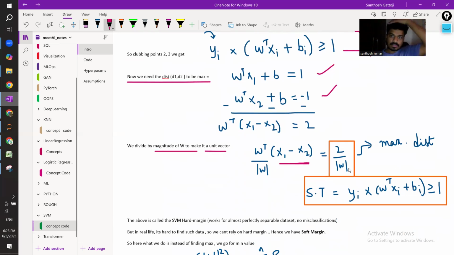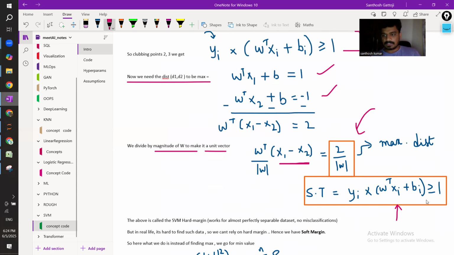So now we understood the distance formula is 2 by mod w. We want that plane which is giving the maximum value of 2 by the coefficient magnitude, but with a condition. This is called a constrained equation. This is not a normal equation. First of all, that plane should satisfy this condition. If we have some plane which is giving the maximum value, but it is failing this, we don't want that, because it is doing some misclassifications.